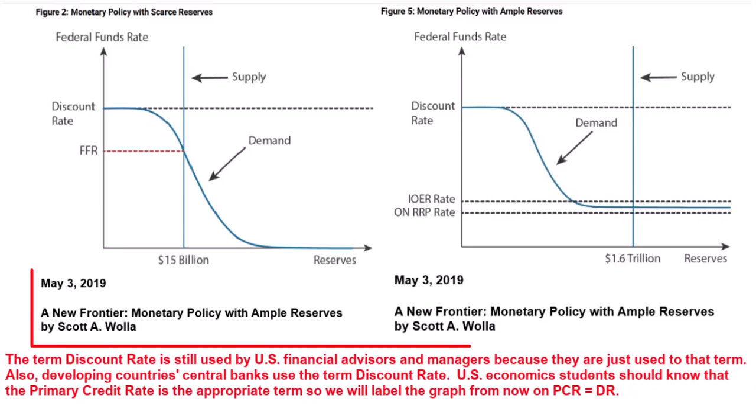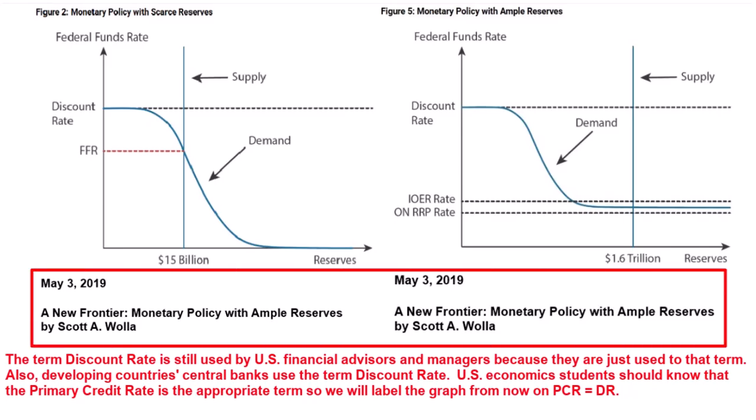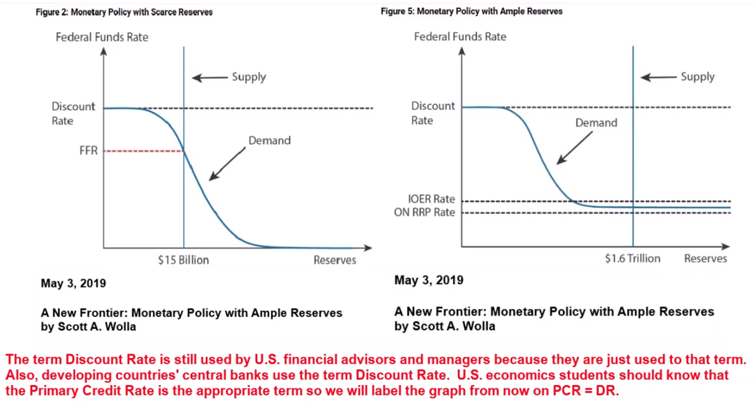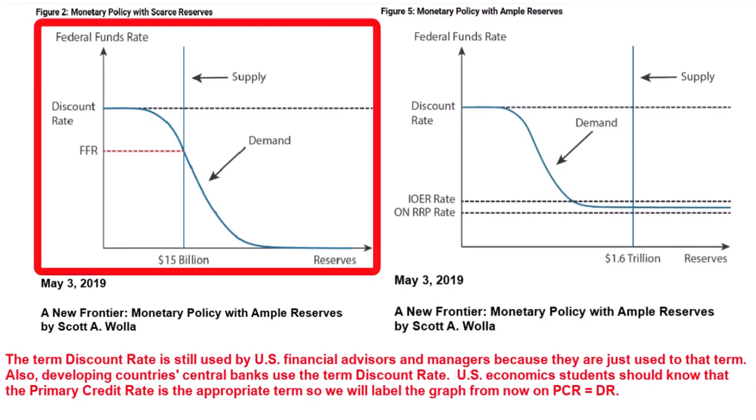Then Scott Walla from the Federal Reserve Bank of St. Louis wrote in his paper in 2019, A New Frontier: Monetary Policy with Ample Reserves. And he also divided it up into two graphs, one with limited reserves and the other with ample reserves. But again, we're going to stay focused on the graph to the left.